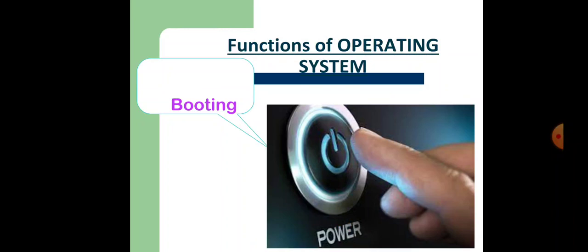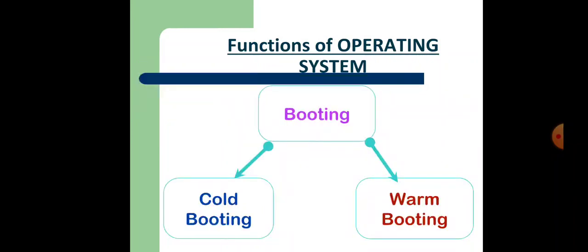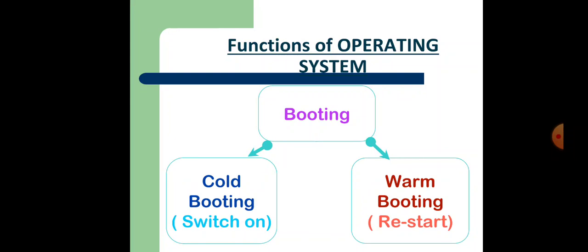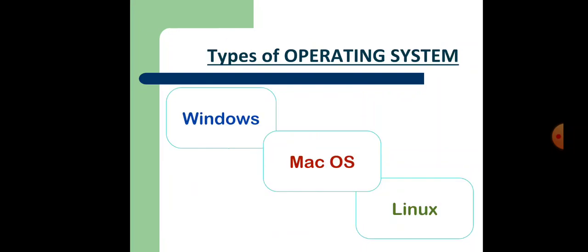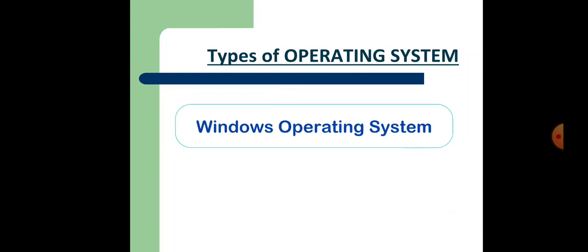Now one more function of the operating system is booting. What is booting? When you switch on your computer or restart your computer, that is booting. Booting is of two types, cold booting and warm booting. When you switch on your computer, that is cold booting, and when you restart an already switched on computer, that is warm booting.